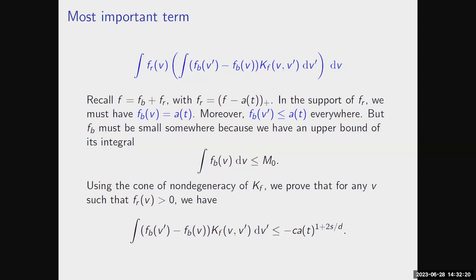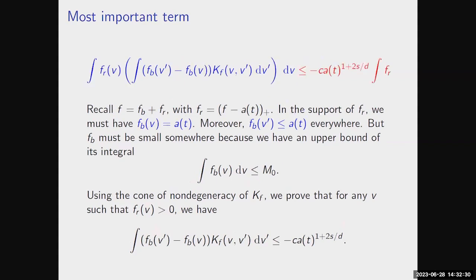It's going to be that this thing is less than a constant times a to a power that is larger than 1, it is 1 plus 2s of a t. All right? So basically, that's how negative we quantify that term to be. Okay? So that term is at least that negative times the integral of f of r. So it's a pointwise estimate on that.